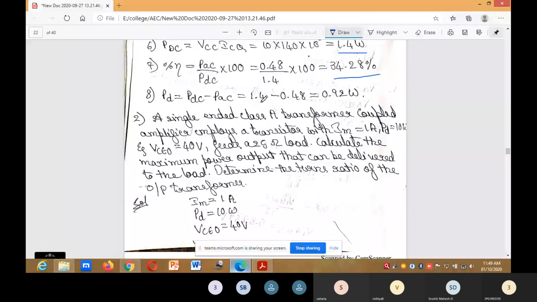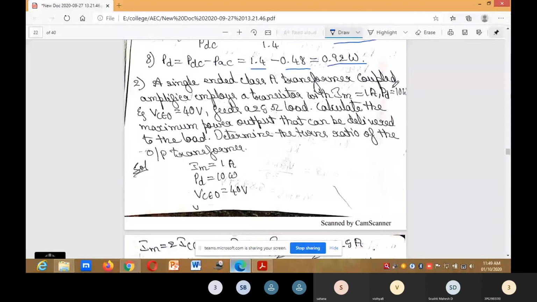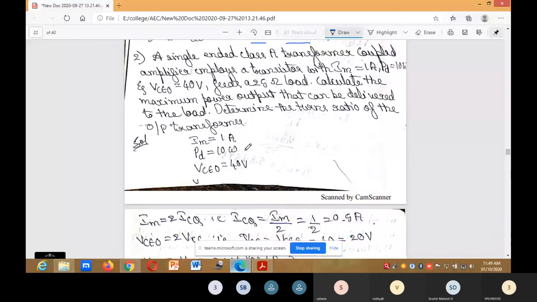PDC value is 1.4 and PAC value is 0.48. You'll get 0.92 watt. A single-ended class A transformer coupled amplifier employs a transistor with IM equal to 1 amp, PD equal to 10 watt, VCE equal to 40 volts, feeds a 25 ohm load. Calculate the maximum power output that can be delivered to the load. Determine the turns ratio of the output transformer.